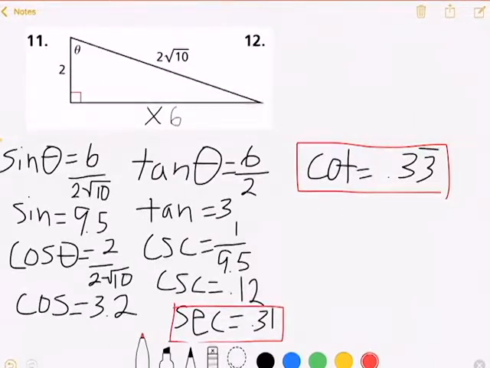And hopefully that helps, and hopefully you now understand how to solve these triangles using the 6 trigonometric functions. Hopefully these videos helped you learn how to solve with the 6 trigonometric functions, and hopefully you're able to use these skills taught in this video in the future.